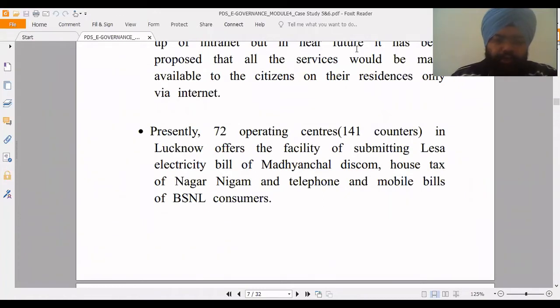Presently, 72 operating centers and 141 counters in Lucknow offer the facility of submitting electricity bills of Madhyanchal Discom, house tax of Nagar Nigam, and telephone and mobile bills of BSNL consumers.